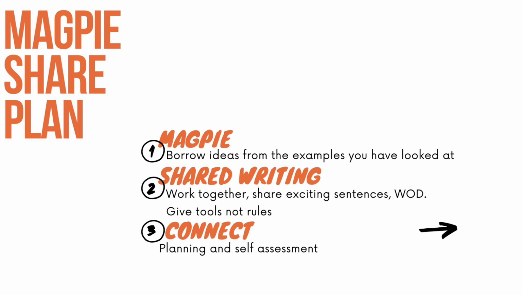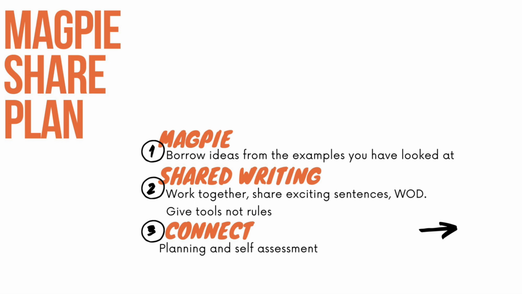Along with this, we'll do a shared write as a class where I talk about what I would do if I was a pupil writing this piece. I'll try and include exciting sentences and I could use words of the day and I try and drop in my magpie ideas as well as take on ideas from the pupils. This is just to give the class a whole set of tools that they might want to use rather than rules that they have to follow.